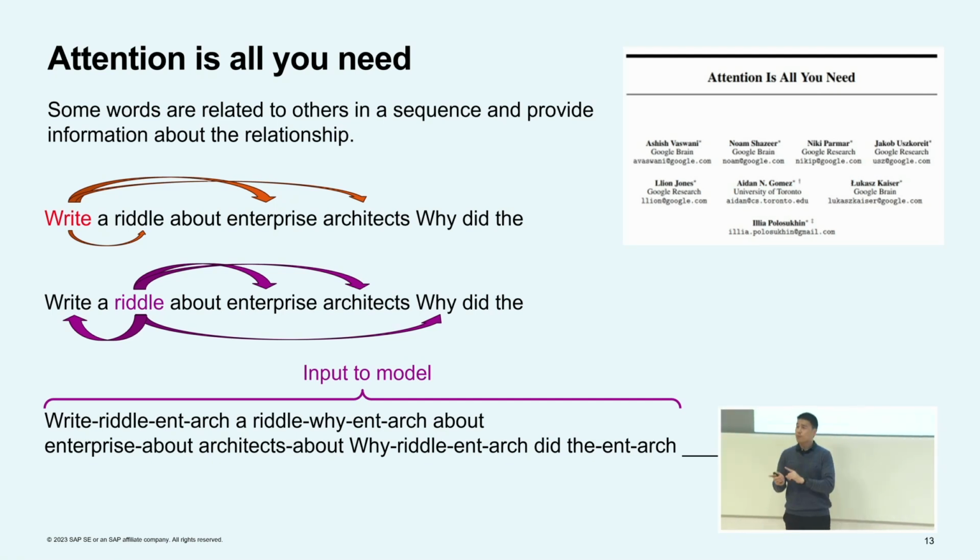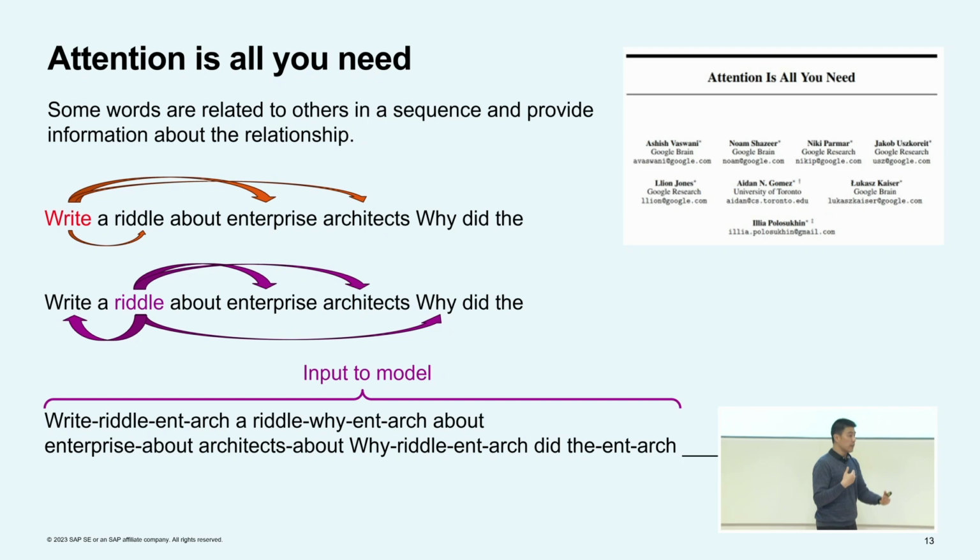So the actual input that's going into the model is not necessarily the English word, right? It's going to be a made-up word. The made-up word could be, write, riddle, and arch, something like that, right? Or, riddle, why, and arch. This is a transformed word that goes into the model, except this is just one layer of that transformation. There's actually 96 layers in some of the earlier models.